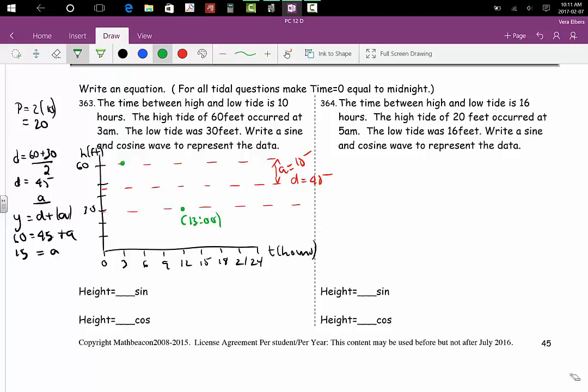And then we're back up at high tide again, another 10 hours later, so at 2300 hours, which is approximately here. And so we have one full curve, one full period of our cosine.